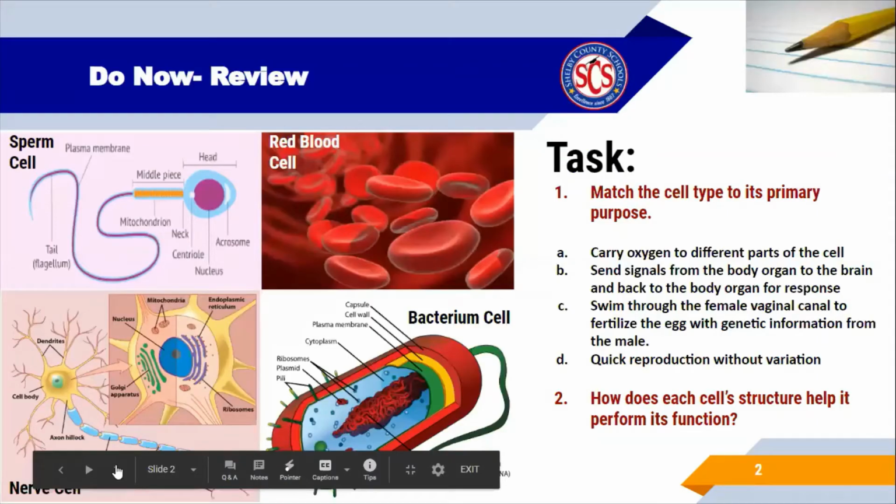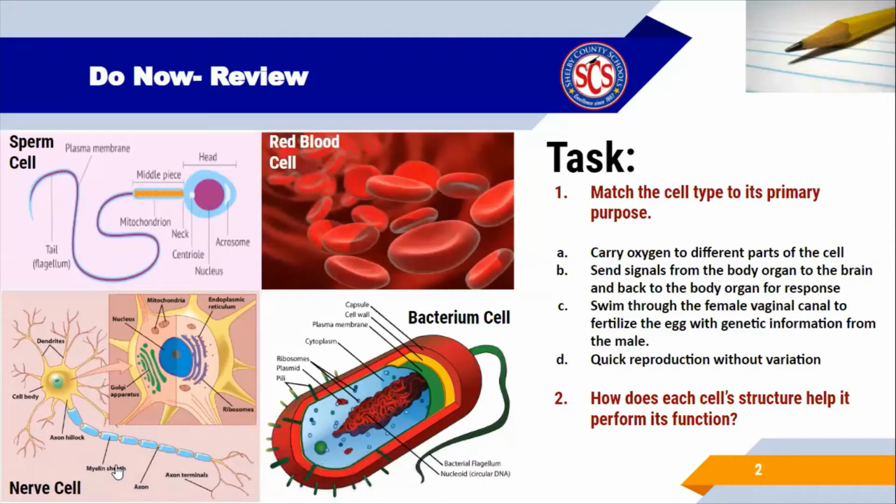Our do now today is a review of what you learned in your previous lesson on the different types of cells found in organisms and how the role of each cell type relates to its composition and the prevalence of different organelles within that cell. You will need pencil and paper for it.